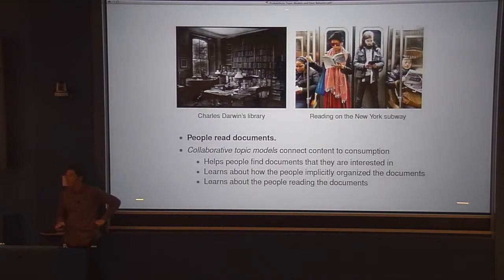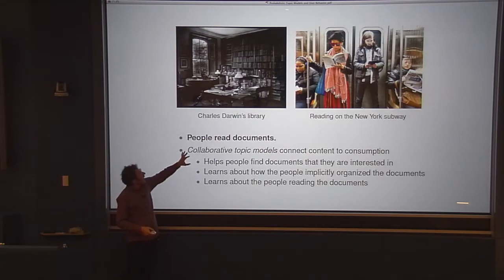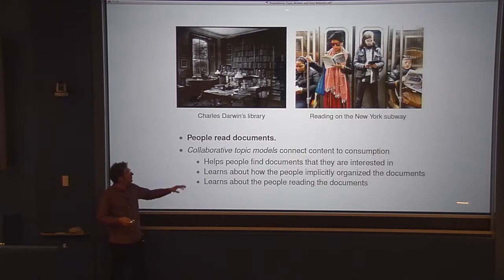Okay, so people read documents, as I mentioned earlier. You probably have read one yourself. And so what I want to talk about next are what we call collaborative topic models. These are models that connect the content of the documents to people consuming the documents, to us monitoring how people consume the documents. And there are definitely bad applications of that, but also not bad applications. Here are some not bad ones.